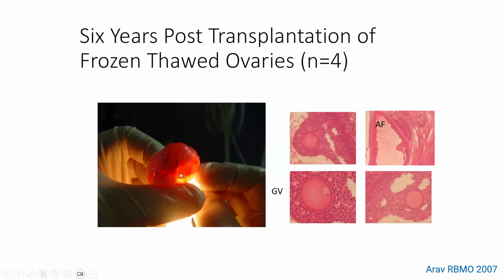You can see that there are many follicles here. This is where the anastomosis of artery and vein was. And in histology, they show many normal follicles with oocytes inside, GV oocytes, and mature oocytes as well, and corpus luteum. So very, very nice morphology of the ovaries.